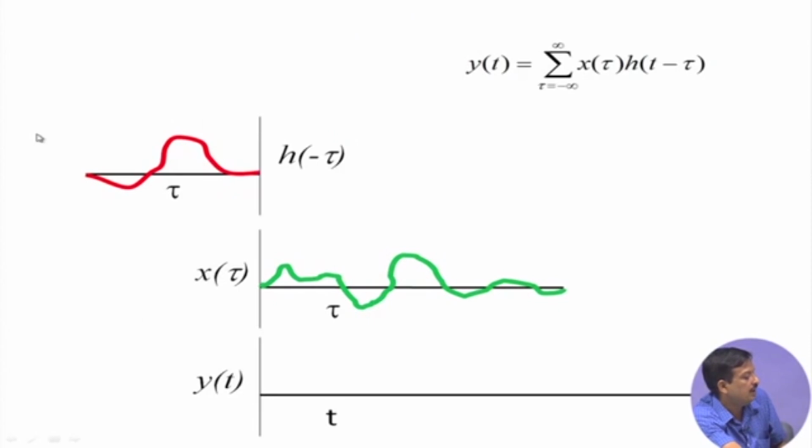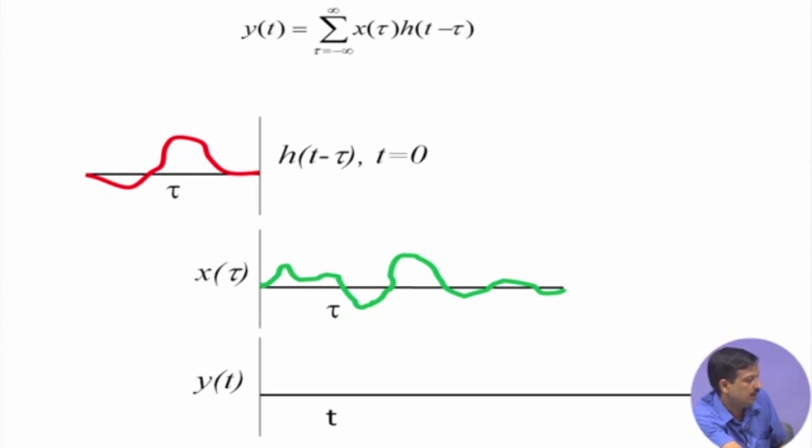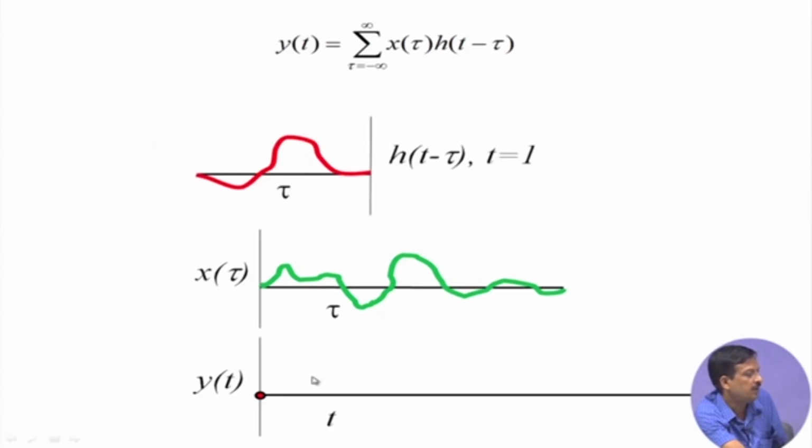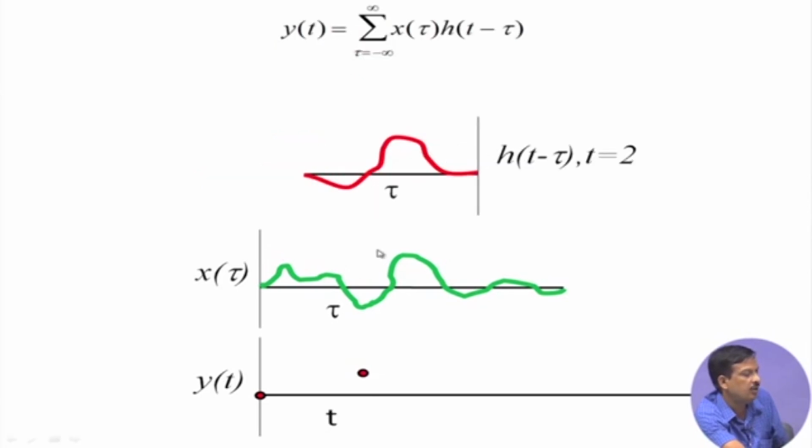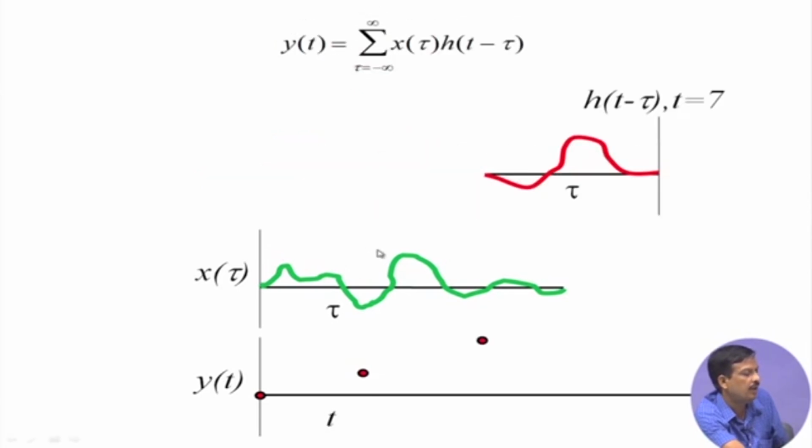So, to get y[t], h has to be folded first, then shifted to t equal to 0, then product and sum: this sample's product with this sample. Then shift the signal by t equal to 1, again product and sum, then again t equal to 2 product and sum, then again one sample shift, product and sum. That way the output will be produced.